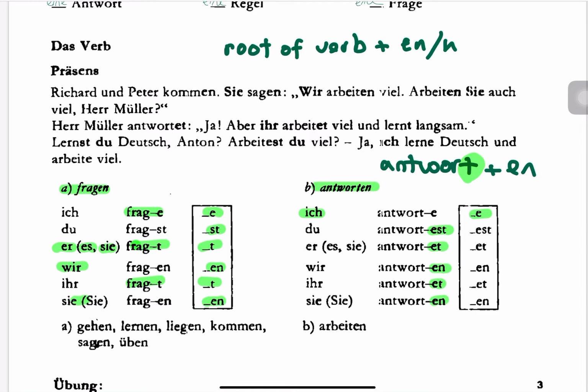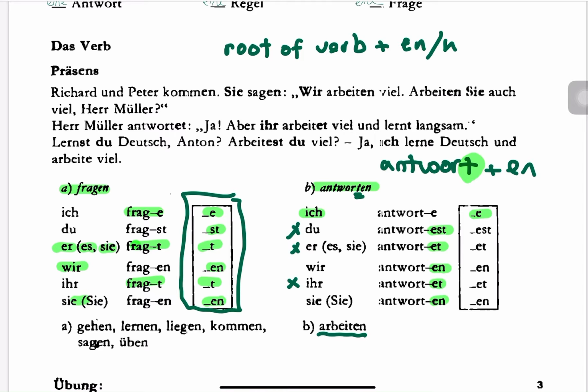As you see here, we have these endings which we can add to the verb. But if the root ends with T, in the second person du and in the third person and in ihr, we have to add an extra e, because in this case the double t is close together and in the pronunciation it can be a problem. For example, arbeiten: ich arbeite, I work; du arbeitest, you work; er arbeitet, he works; wir arbeiten, we work; ihr arbeitet, you plural work; sie arbeiten, they work; Sie arbeiten, you plural work.